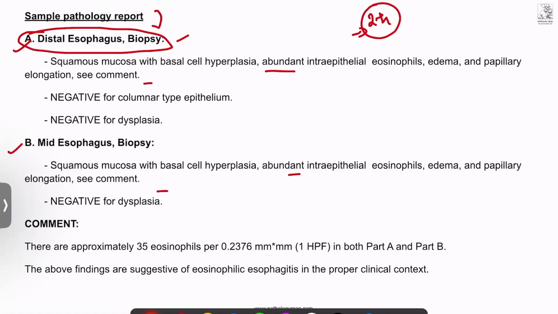Usually these are the findings: basal cell hyperplasia, abundant intraepithelial eosinophils, edema, papillary elongation. Definitely, for any biopsy, we have to mention that there is negative columnar epithelium and negative dysplasia. And approximately how many eosinophils were seen in what power, and what is the final impression. So this is a sample report of eosinophilic esophagitis.